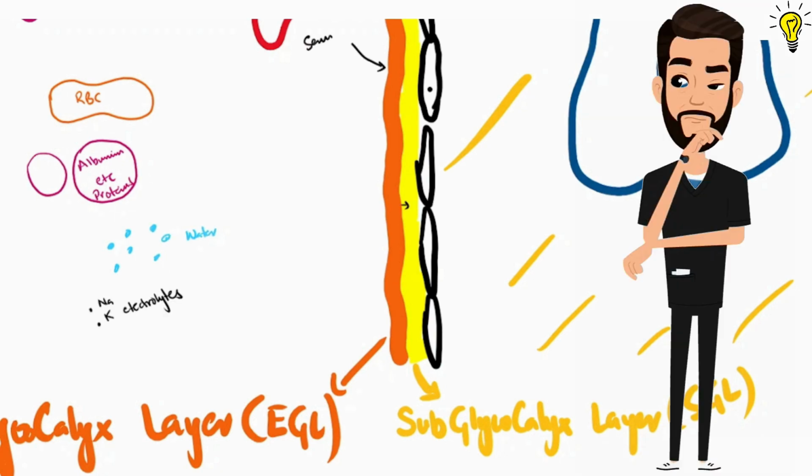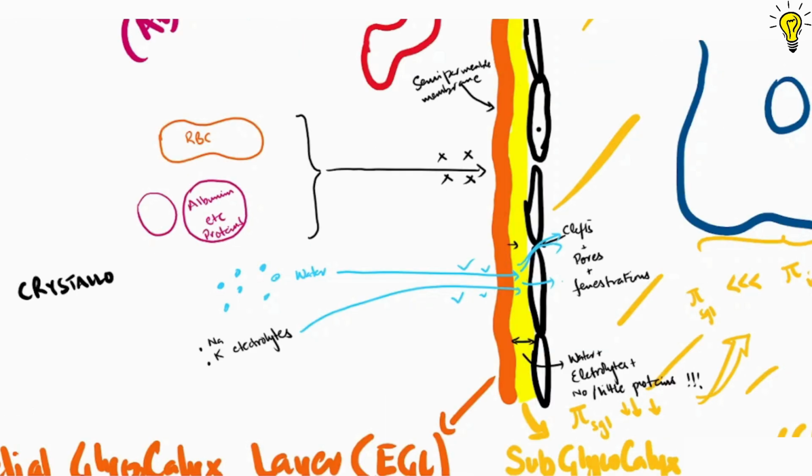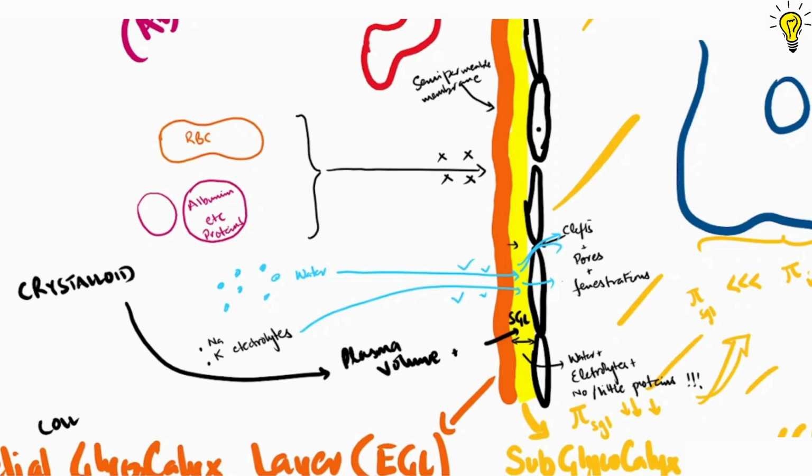RBCs and protein molecules larger than 70 kilodalton cannot cross the EGL semi-permeable membrane, but water and electrolytes can freely cross it. The crystalloids contain water and electrolytes. Both can freely move through the glycocalyx layer, but the colloids, especially those with solute molecular weight greater than 70 kilodalton, cannot cross into the sub-glycocalyx layer. So they tend to stay in plasma volume.